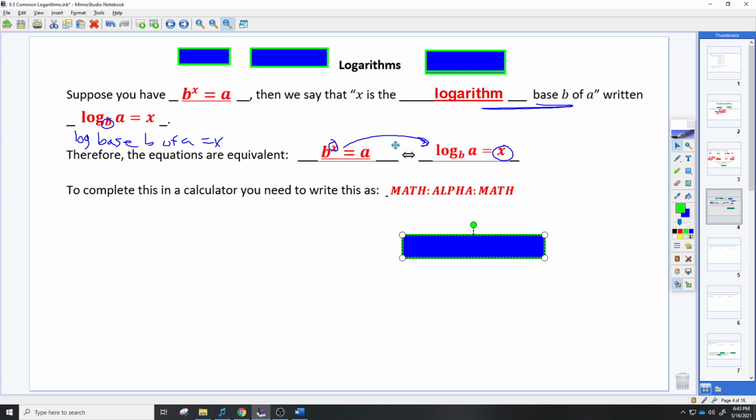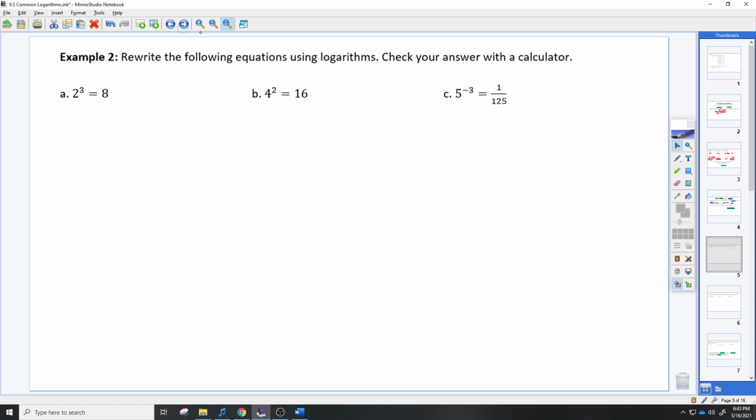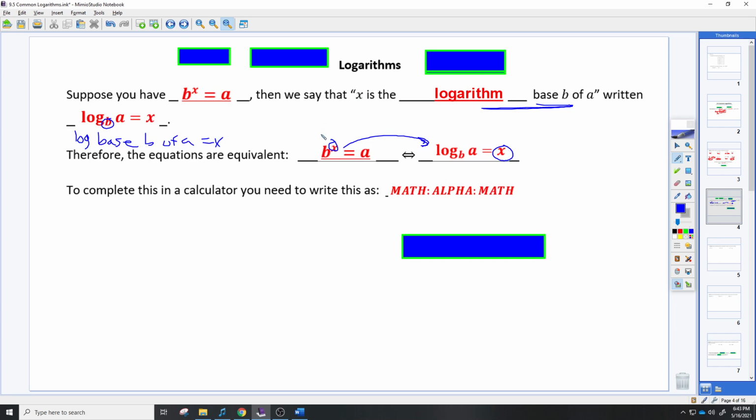We're just going to practice going between these two forms, going from one to the other, and see if they make sense. Okay, so example 2: rewrite the following equations using logarithms, and then I'll check it with the calculator I have on here. So we have 2 to the third equals 8. This is a true statement: 2 times 2 times 2 is 8. So I'm going to show you how it works if we use logs. How would we do this? If you look back here, we're going from this form to this form, from left to right.